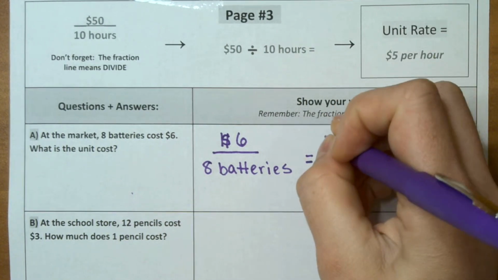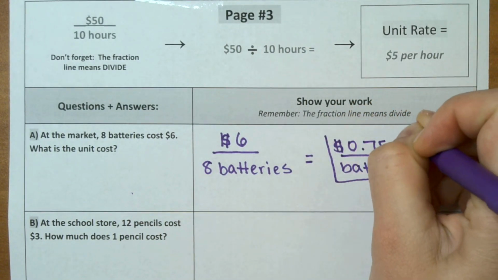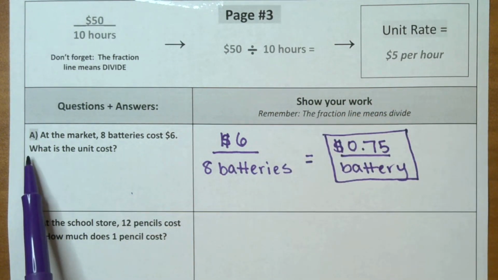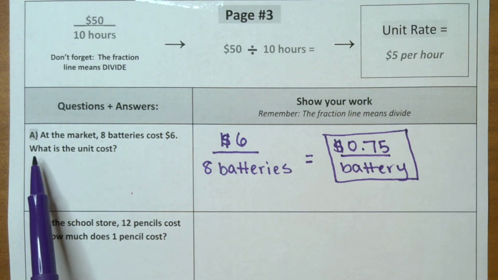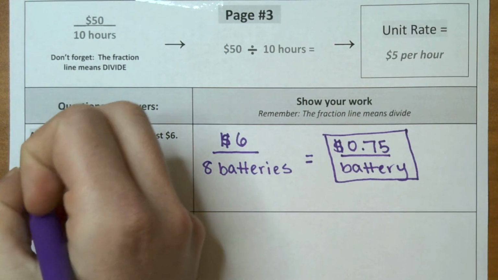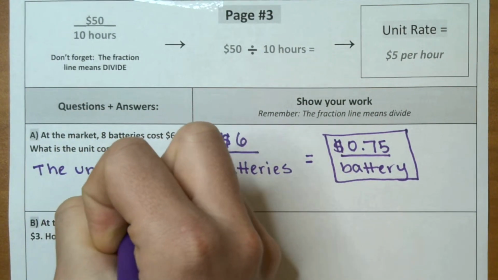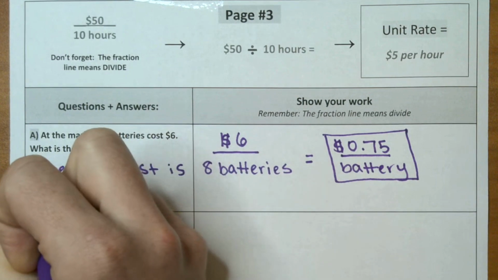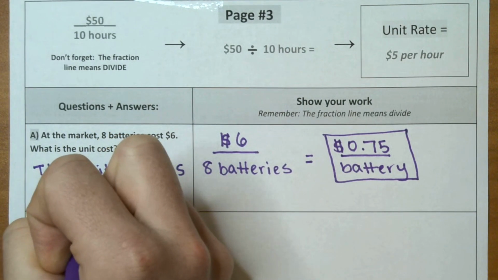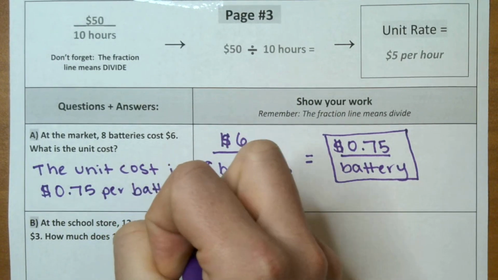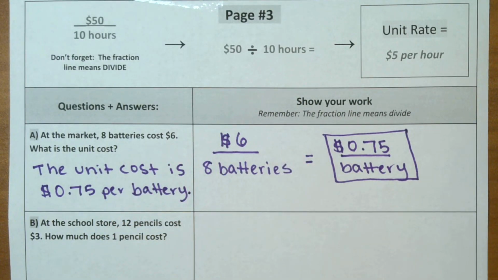Once again, I'll circle my answer, and then head back over to this box, and I can just rephrase my question into a sentence. What is the unit cost? The unit cost is 75 cents per battery. Once you have this down, complete the rest of page 3 and come back when you're ready for page 4.